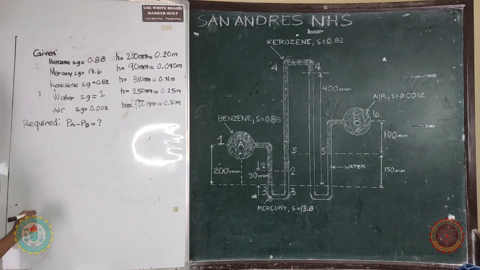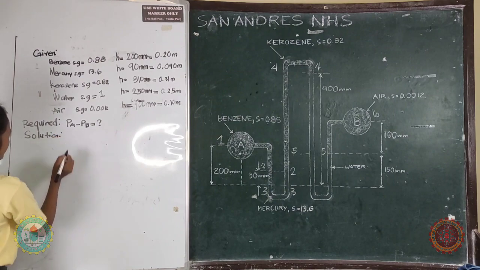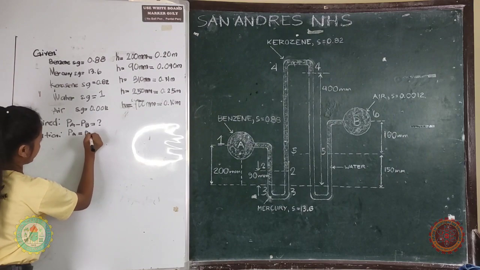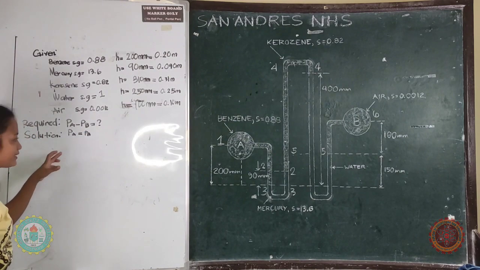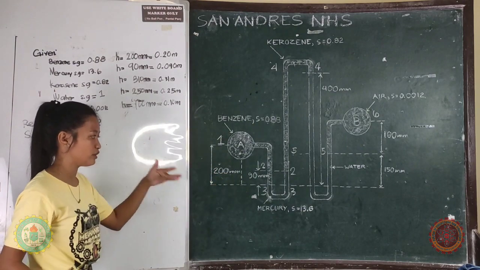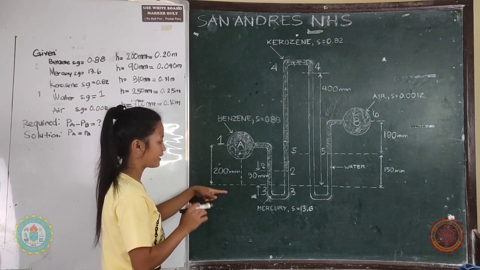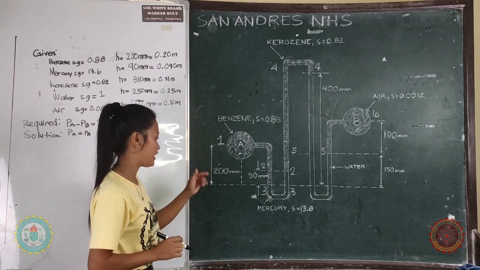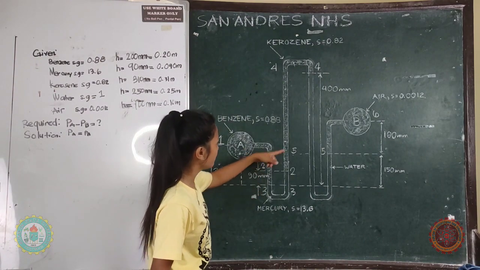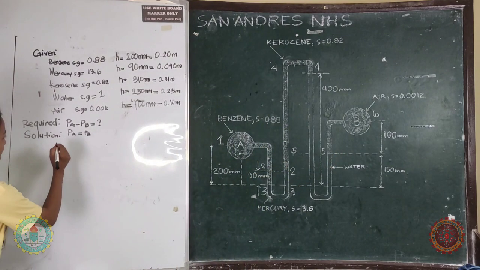So, let's proceed to the solution. We all know that point A is always equal to point B. So, we will make an equation using this, then check the direction. If going up, it is subtract or negative. If going down, it is positive. Didn't we already label them? So, 2, 3, 4, 5, 6. Yes, like that. So, we will now make the equation.